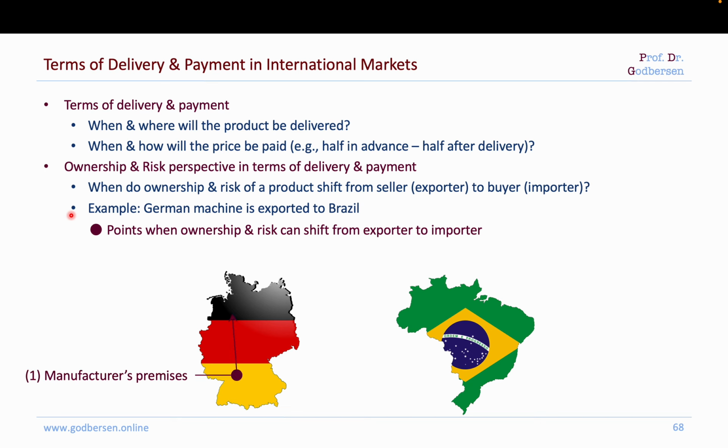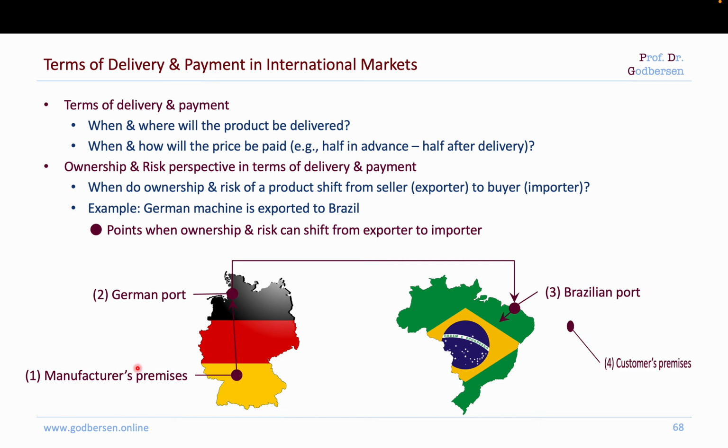Is it when the machine leaves the facilities, the premises of the manufacturer? Is it when it arrives or leaves the port in Germany? Does the ownership and the risk shift when the product arrives at the Brazilian port? Or is it when the product arrives at the customer? So that is also something that you need to sort out when looking at pricing policy in international markets.